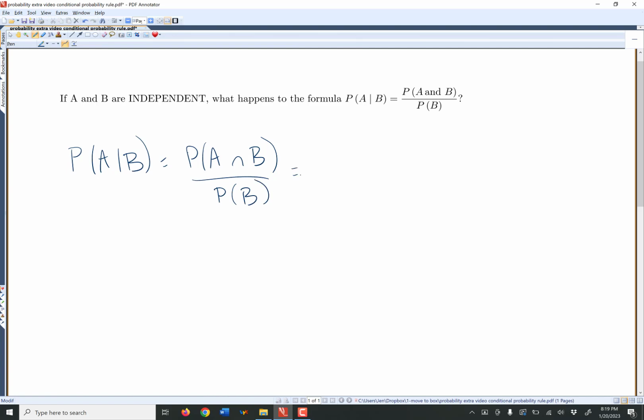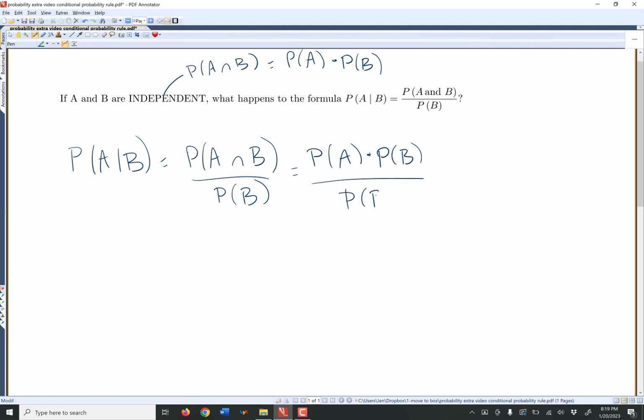So now, if they are independent, and only if they are independent, then we can say that the probability of A and B equals the probability of A times the probability of B. That only works if they're independent. So if they're independent, we can write the probability of A times the probability of B over the probability of B. You'll notice if we get to that point, then what's going to happen? They're just going to cancel out. So we'll just be left with the probability of A.